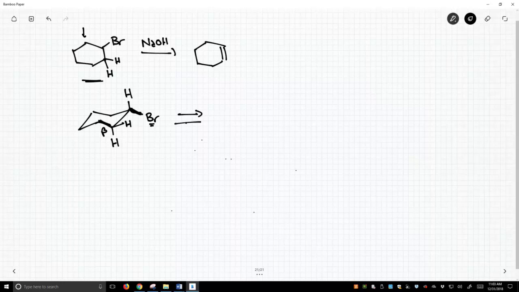Well, remember, our chairs are in equilibrium. We can flip this chair. When we do that, this is an equatorial down bromide. And now when we flip it, it's going to still be down, but it's going to be axial down. And these beta hydrogens are also going to change their positions. And now when we do this, we see, this bromine, what is that bond anti to? It's anti to that hydrogen.